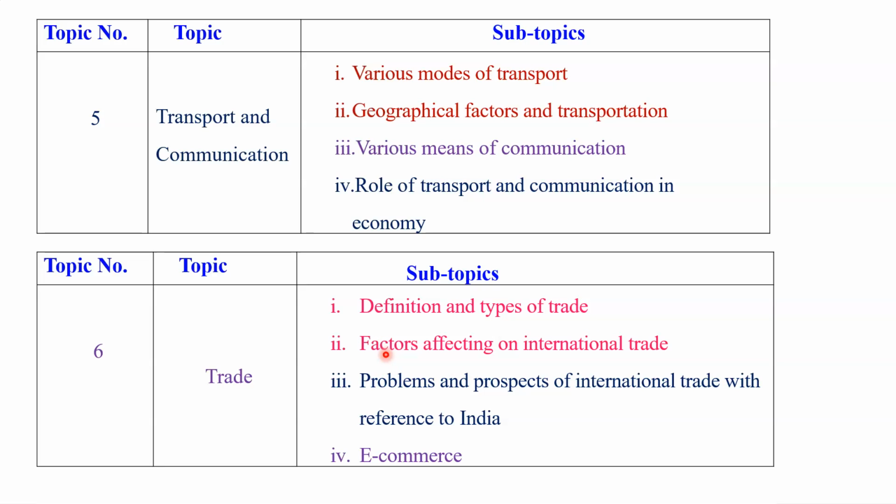Then we have the second subtopic, factors affecting international trade. Yes, students, you know that the development of international trade is not observed the same everywhere because it depends on various factors that affect it. It may be geographical factors, political factors, social factors, or any other factors that we are going to discuss here in detail. Then we have the third very important subtopic, that is problems and prospects of international trade with reference to India.